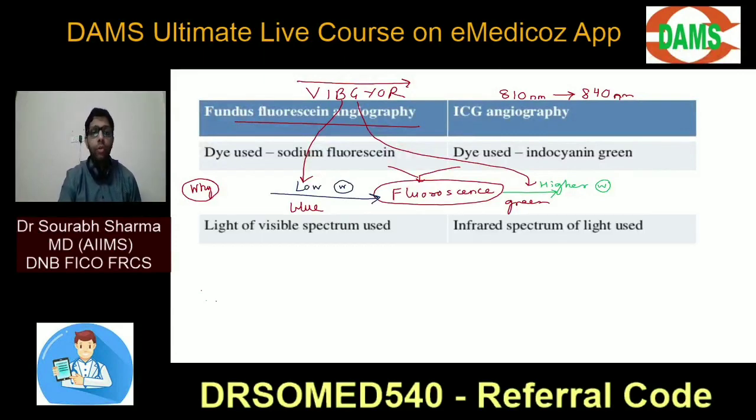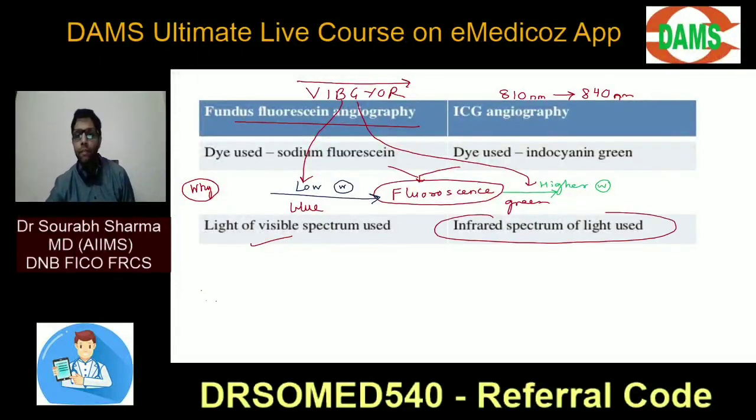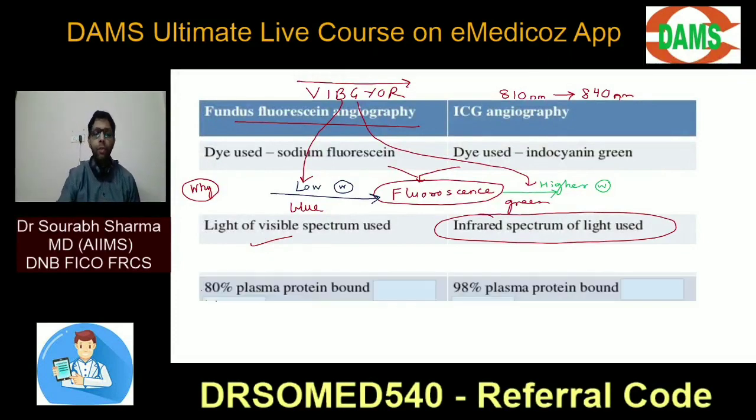Now one more point you can write down. Visible wavelength is used in fluorescein; VIBGYOR is the visible wavelength, and infrared is used in ICG. One more point you can write down: fluorescein is 80% protein bound, and ICG is 98% bound to proteins. Fluorescein is 80% protein bound.